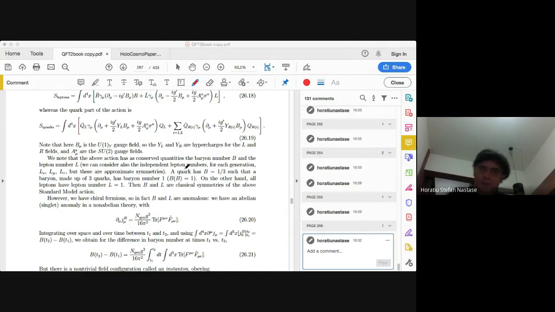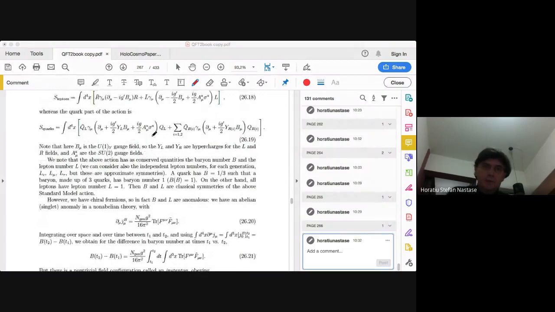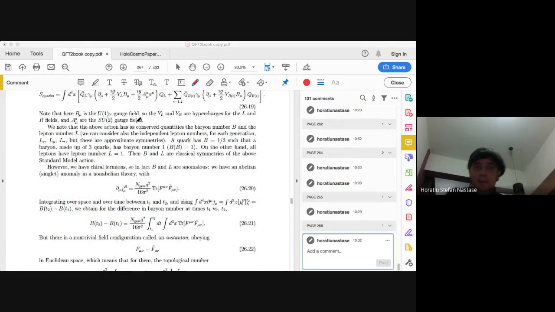And then you can define the charge of one baryon to be one. And as a result, you have to define the baryon number of one quark to be 1/3. Then, on the other hand, the leptons by themselves are physical states, so you can define the lepton number of the lepton to be 1. So these are classical symmetries. B and L are classical symmetries of the standard model.